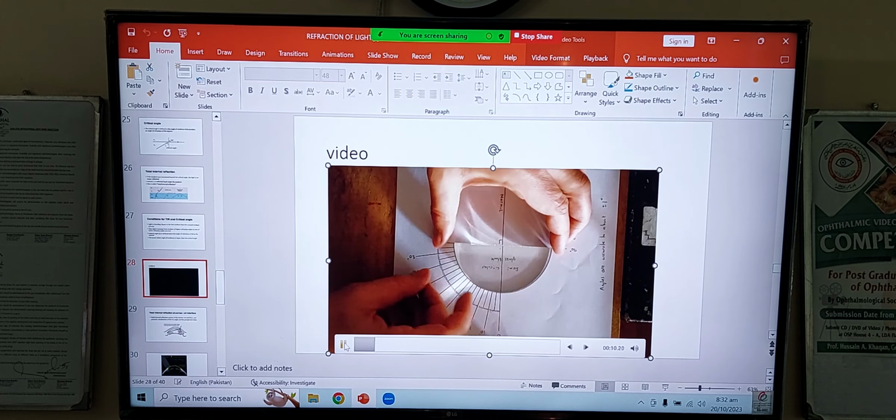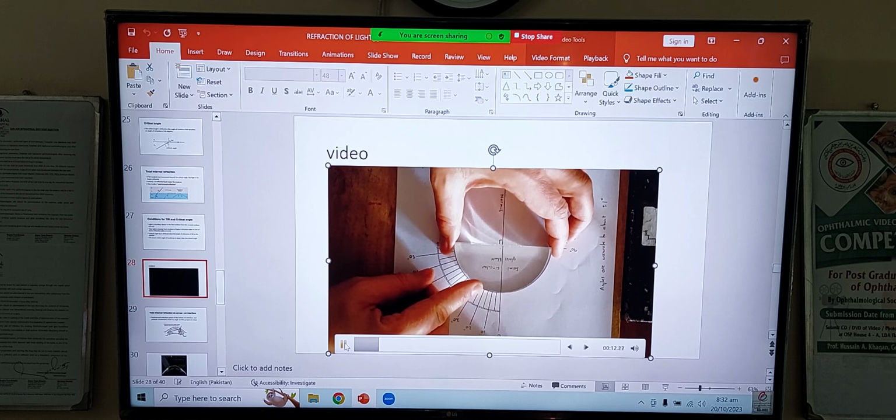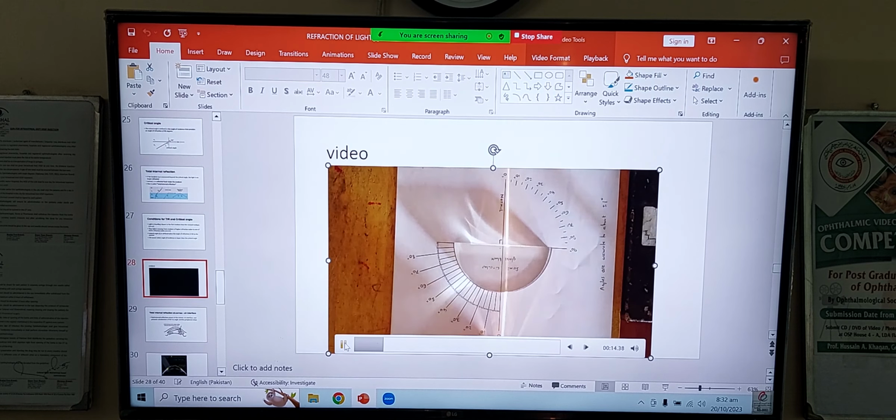So he has placed a glass slab and a projector.